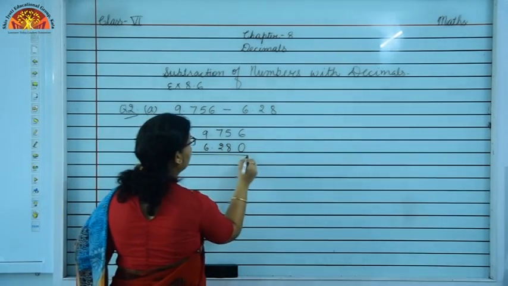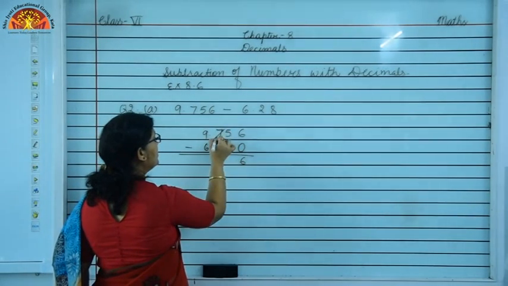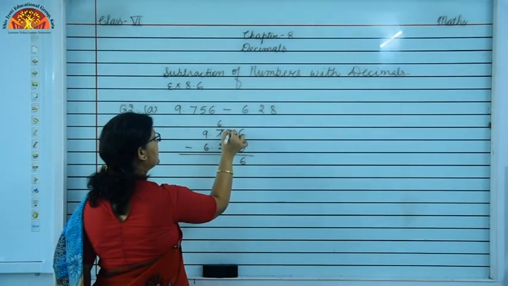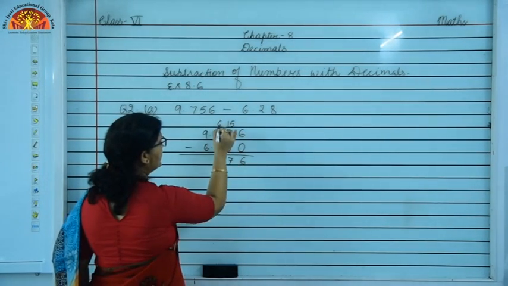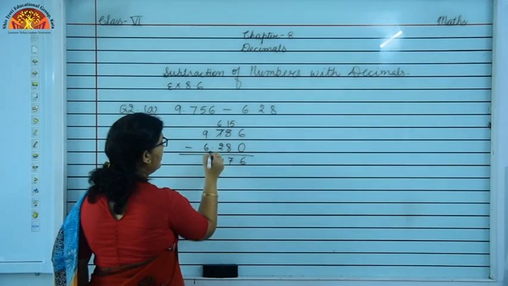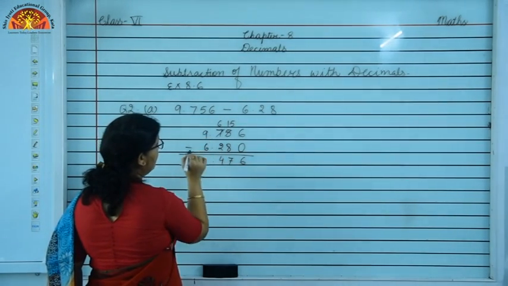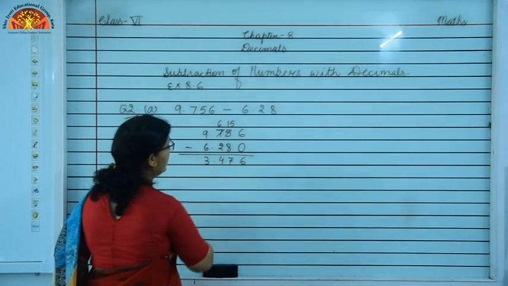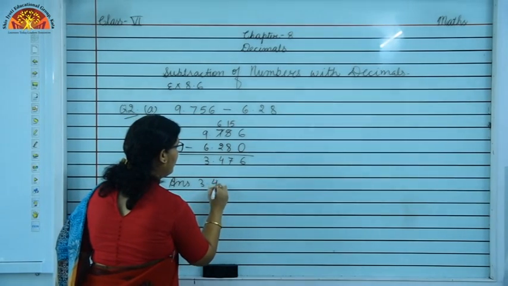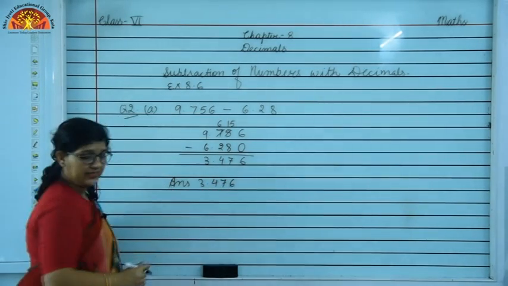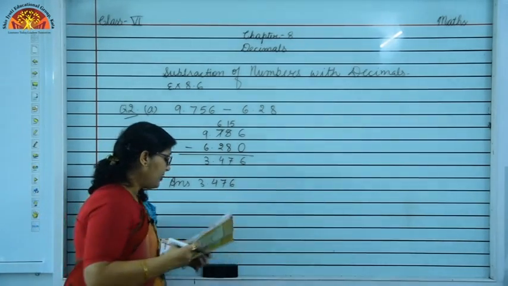Now subtract the numbers. 5 minus 8 is not possible to subtract, so we borrow from 7. It becomes 6, and the 5 becomes 15. 15 minus 8, 7. And 6 minus 2 is 4. Put decimal below decimal, and 9 minus 6 is 3. So what is the answer? Answer is 3.476. Now next is question number 3.